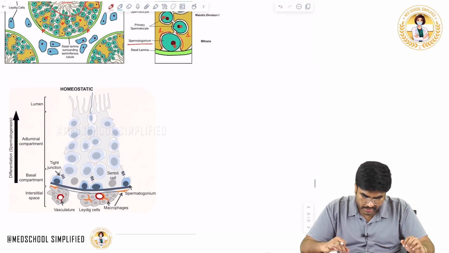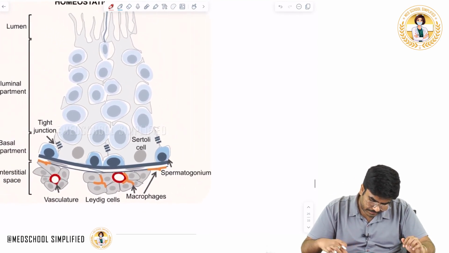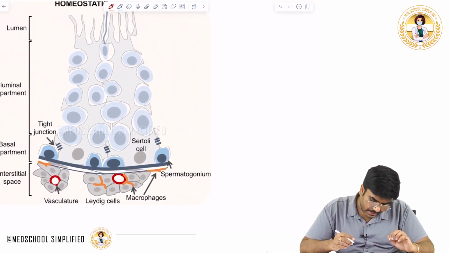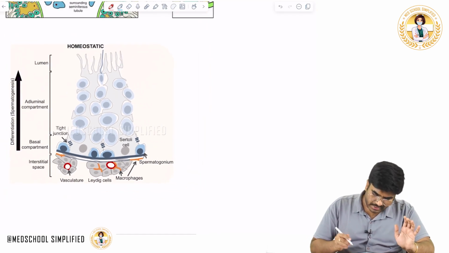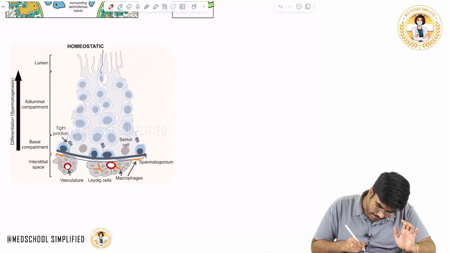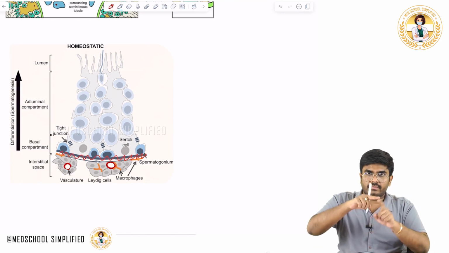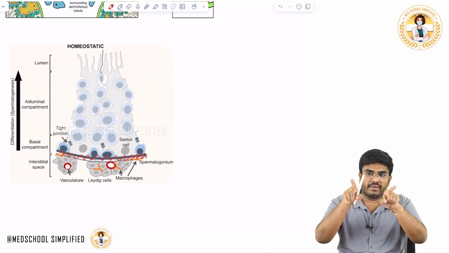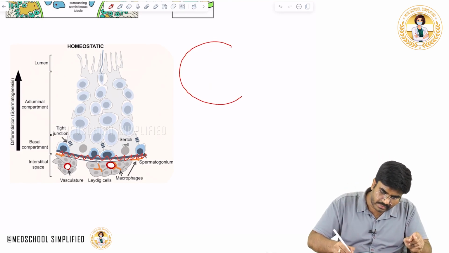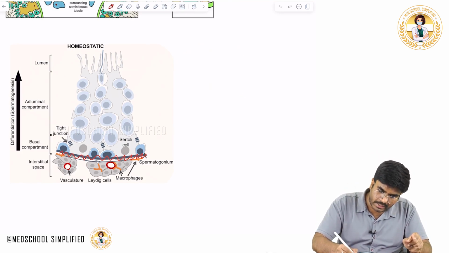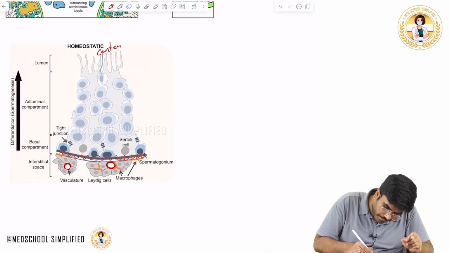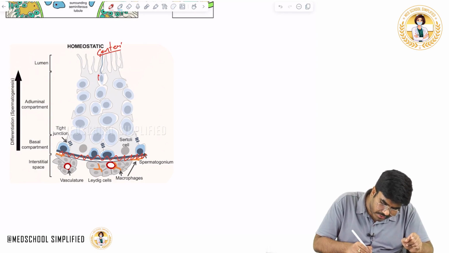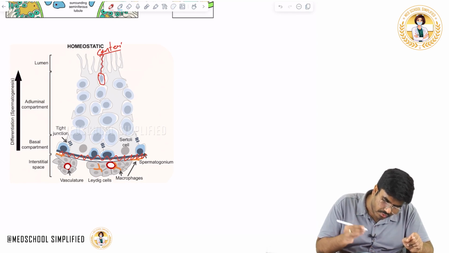Now, I want you to know a few more important points here. Look at this diagram, it is clearly given. Here is one Sertoli cell. Here is the basal lamina, at the periphery of a seminiferous tubule. Now, this is the center, where you are going to see the mature spermatozoa.